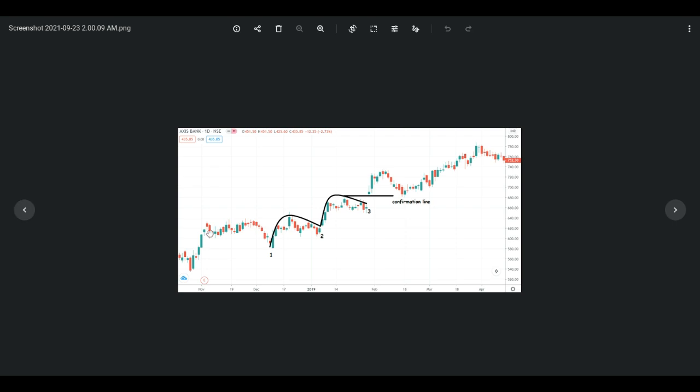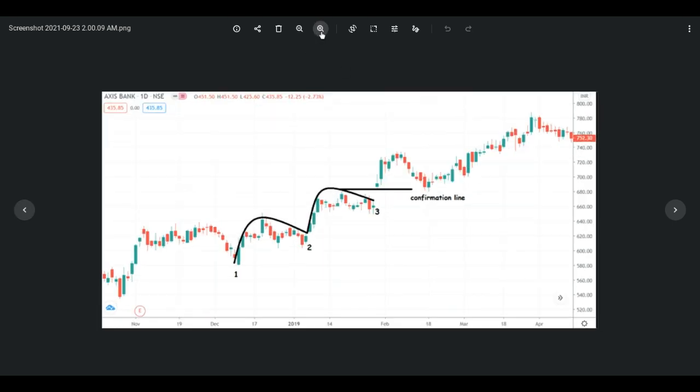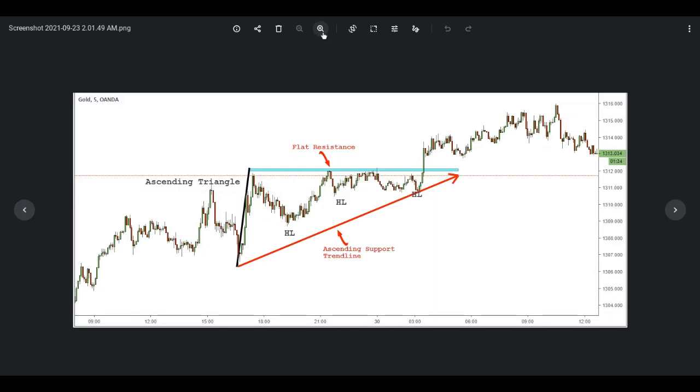Now this is the ascending triangle, and another view. The ascending triangle is a bullish directional bias pattern, which means it's bullish. Bullish is a buy. The pattern type: continuation.